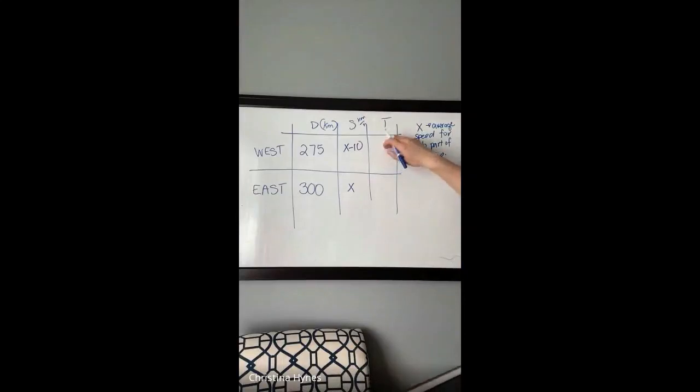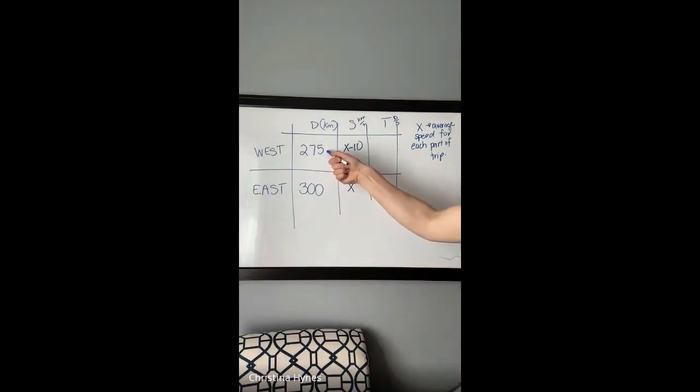To get time, it's always going to be distance divided by speed. So you're going to take 275 and divide it by your speed here. So 275 divided by, in brackets, X minus 10. And then for your second one, you're going to take your distance for east, 300 kilometers, and divide that by X.